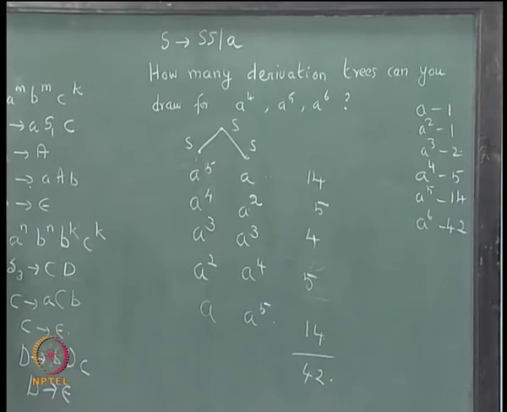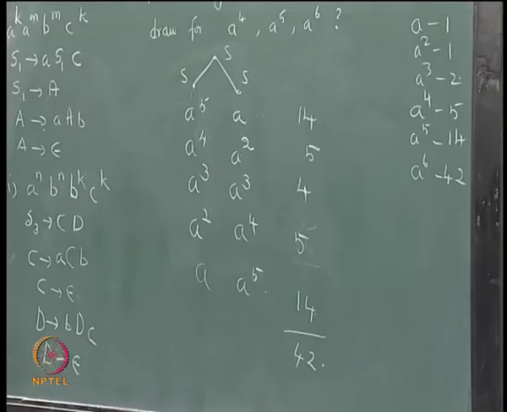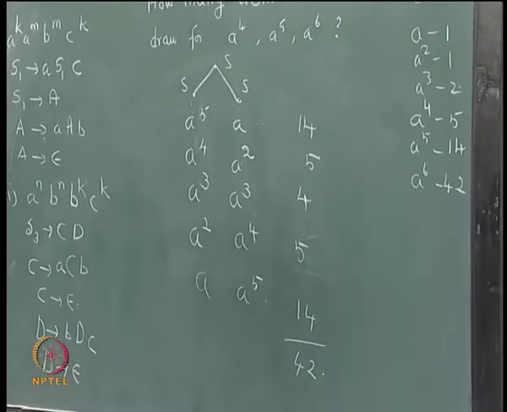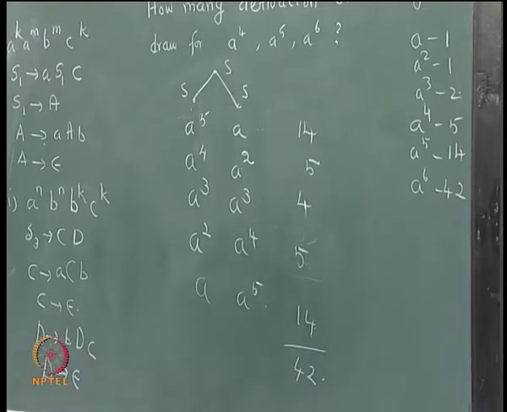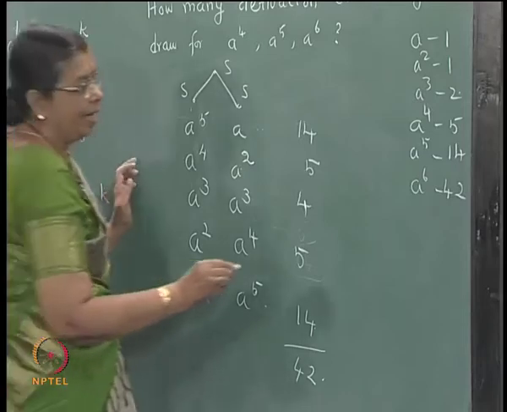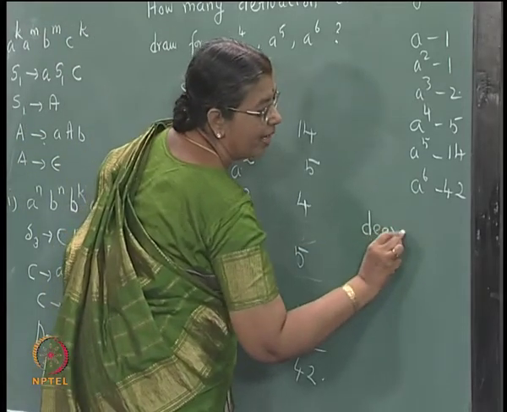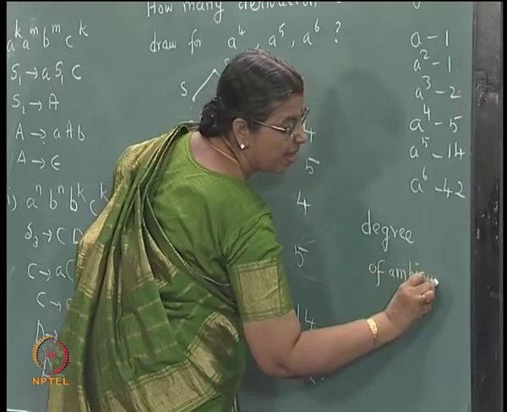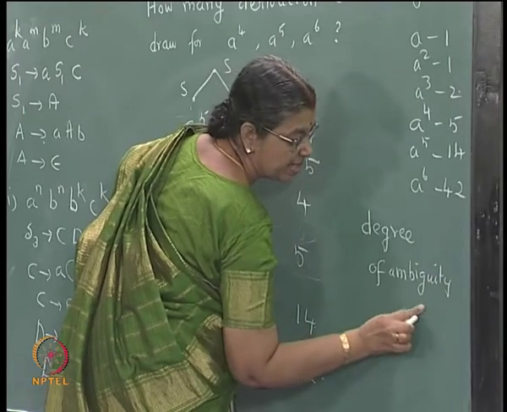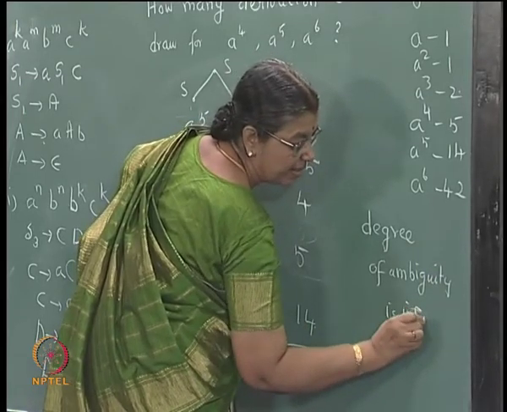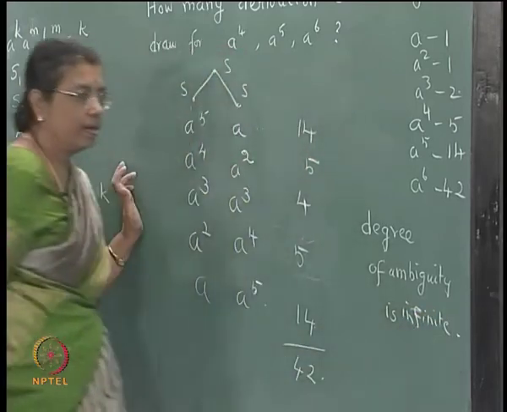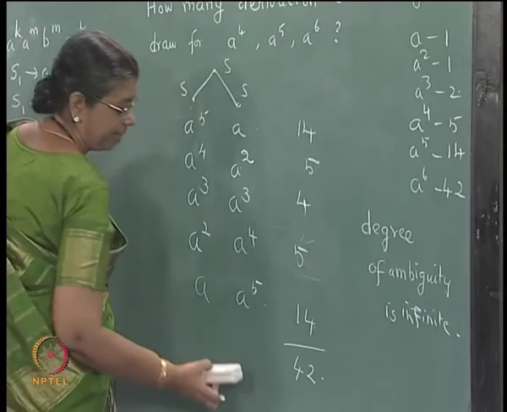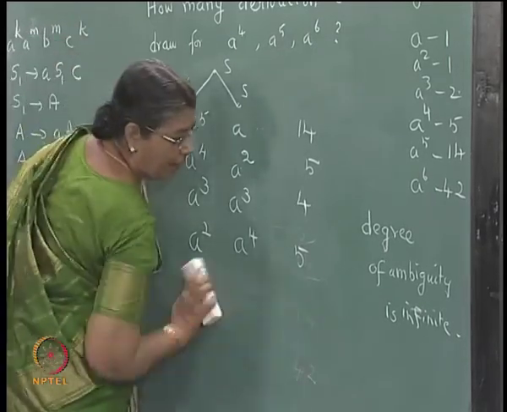Now, for a power 7 obviously the number of trees will be very large, a power 8 still more and so on. As the length of the string increases, the number of derivation trees keeps on increasing. So, in this case you say that the degree of ambiguity is infinite. In this example, the degree of ambiguity is infinite, it keeps on increasing as the length of the string increases.